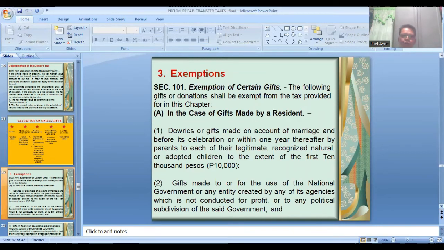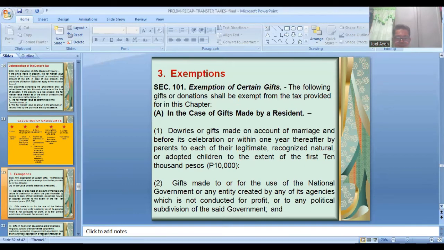What are those exemptions of certain gifts? So under section 101 of the tax code, these are the following gifts or donations which are exempt from the tax provided in this chapter under the tax code. So A, in the case of gifts made by a resident, number 1, the dowries or gifts made on account of marriage and before its celebration or within 1 year thereafter by parents to each of their legitimate, recognized, natural, or adopted children to the extent of the first 10,000 pesos. So it is exempt from the first 10,000 pesos.